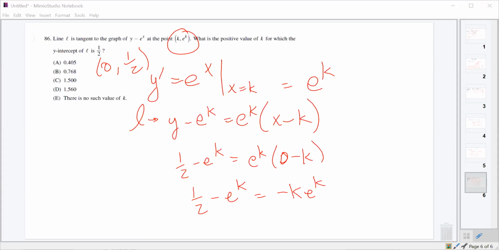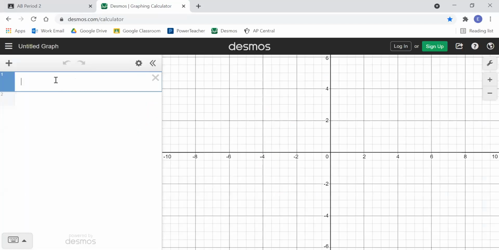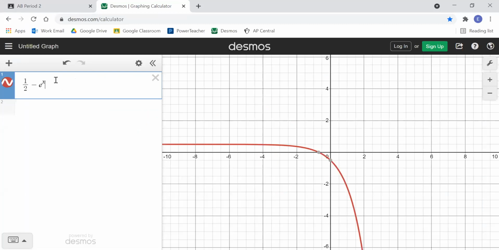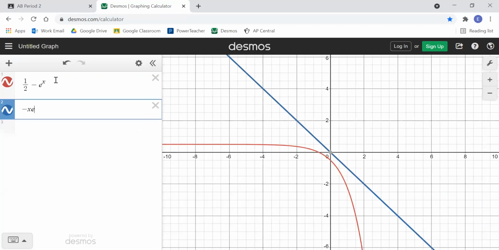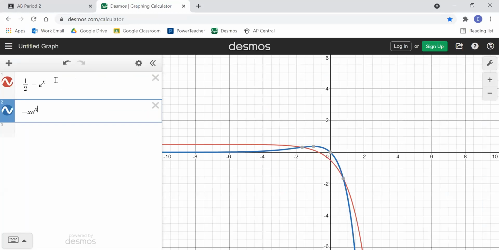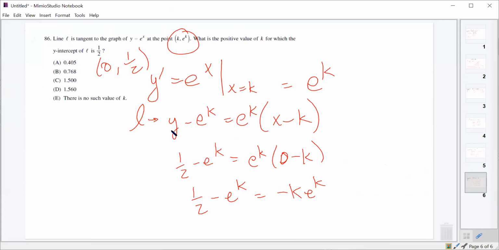You'll do that on your graphing calculator, but since I've got Desmos, 1/2 minus e to the x and negative x e to the x looks like that. Where do they intersect? Well, 2 times, 1 here and 1 here, but it asks for the positive value. So that should be 0.768. Just get that from the graphing calculator.